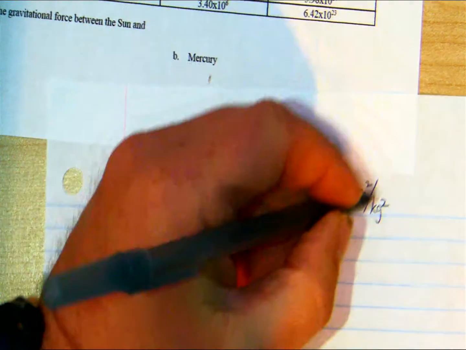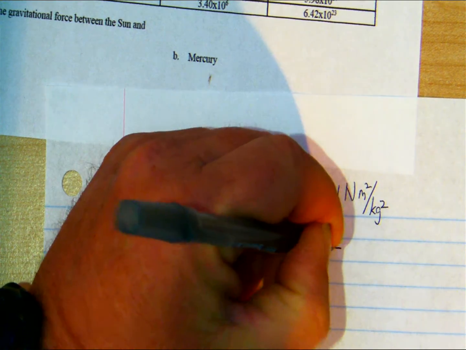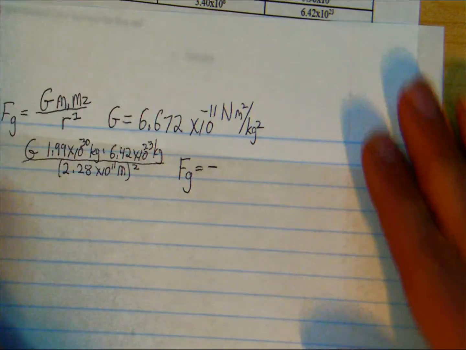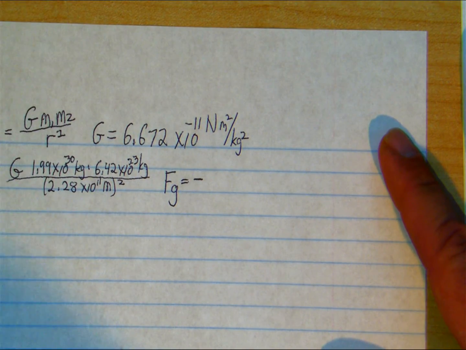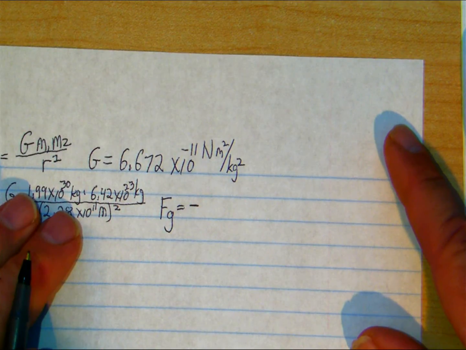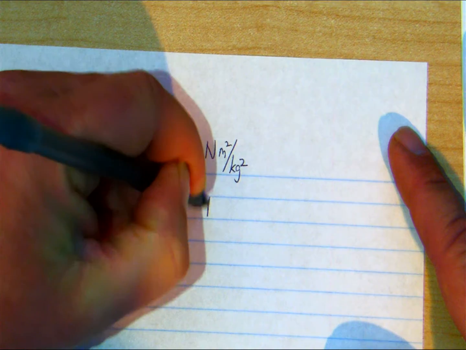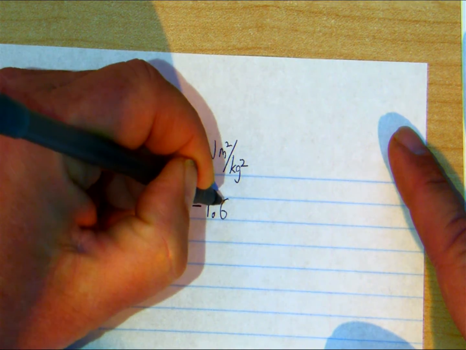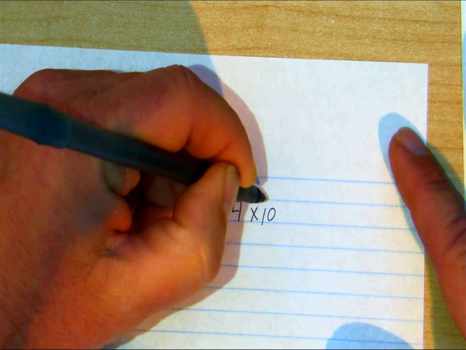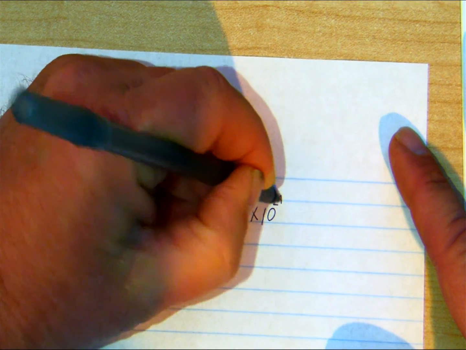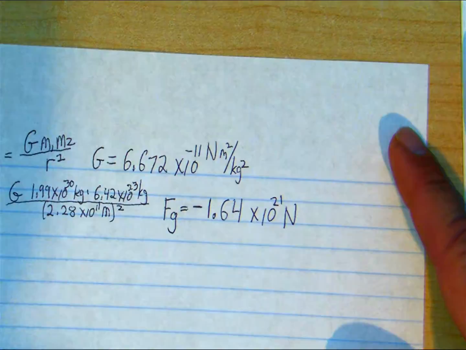And my calculator says, I'm going to put a minus sign just because it's an attractive force. And we use minus signs in electricity to show that it's attractive. We also do that in gravitation. Negative 1.64 times 10 to the 21st power newtons.